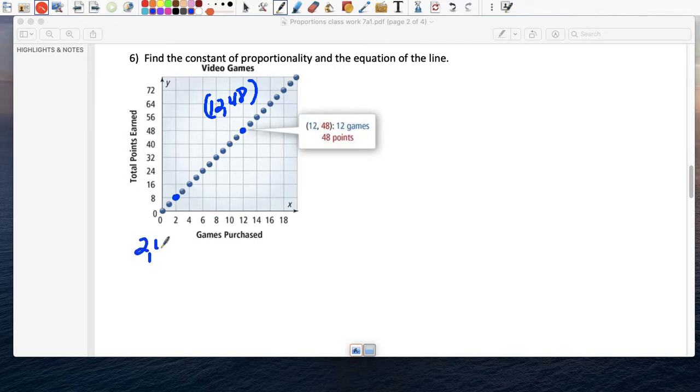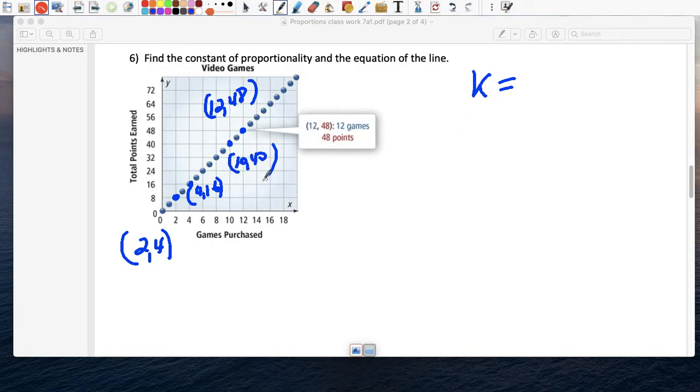2 and 4. This one, 4 and 16. This one, 10 and 40. So you can pick any of these points to find k. Whichever one you want. So let's use this one, 10 and 40.